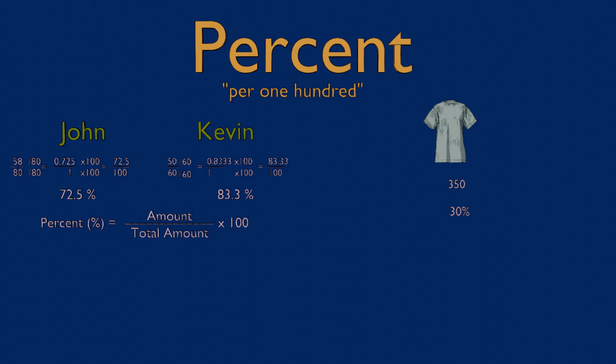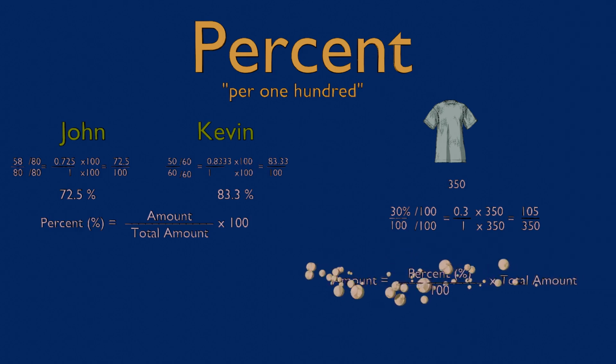As we already know, percent is out of 100, so we can write it like 30 by 100. And then we will first make it out of 1. To do that, we will divide both the denominator and numerator by 100, which becomes 0.3 by 1. To make this fraction out of 350, we will multiply the numerator and denominator by 350, which results in 105 by 350. So we can see that a 30% discount on 350 units means 105 units of discount. The formula for this can be written as percent divided by 100 and whole multiplied by the total amount.